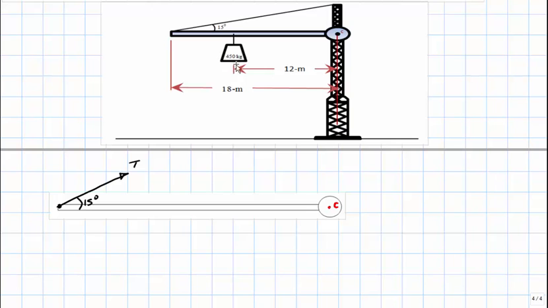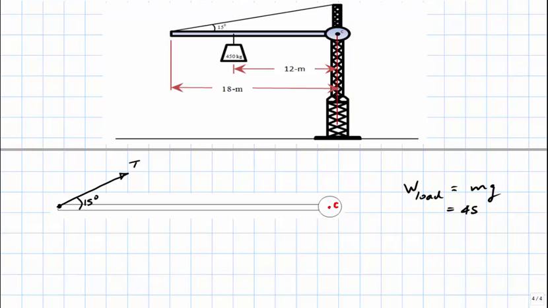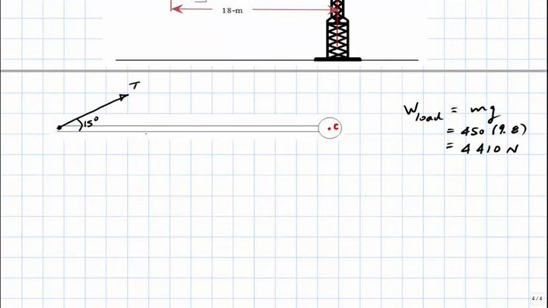We also have the 450 kilogram load, and in order to represent the effect of the load, we have to calculate the weight of the load first. And so on the side, the weight of the load just equals mg. The mass, of course, is 450 kilograms. And the result equals 4,410 newtons. And so the load could be represented like this.